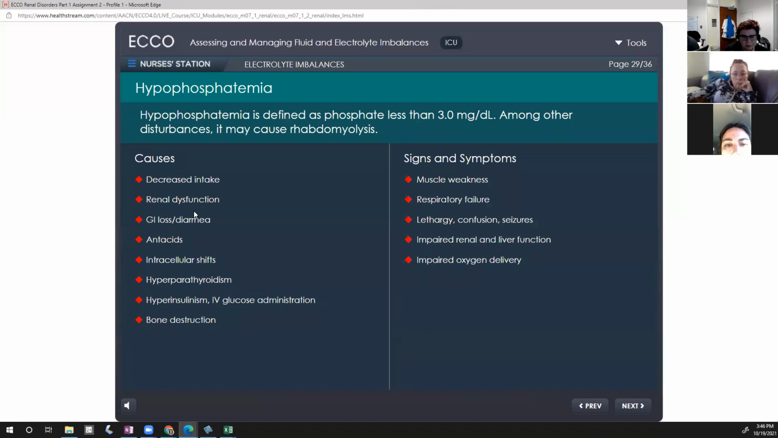So renal dysfunction is the big one, as well as antacids. So if you've got a patient who's got GI symptoms and they're popping a ton of Tums, you may see that they've got a low phos, and so their energy levels, and not just their mental energy levels, but their cellular processes may be lower because there may not be an adequate amount of phos. Muscle weakness, respiratory failure, lethargy, again, low ATP, and then impaired oxygen delivery.